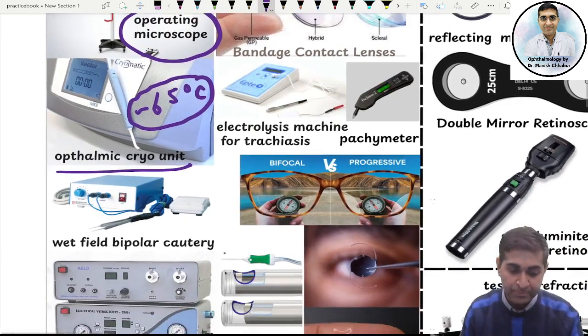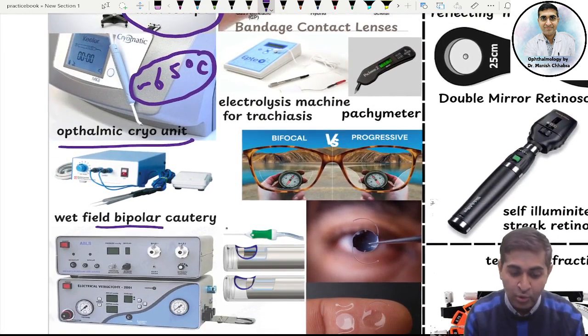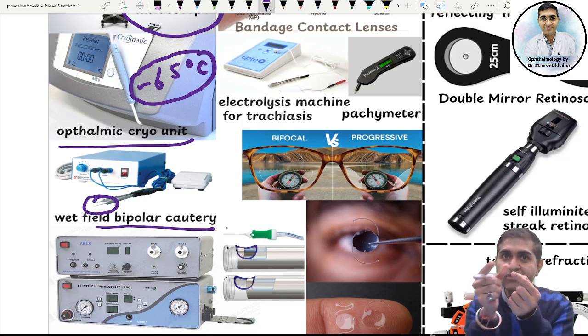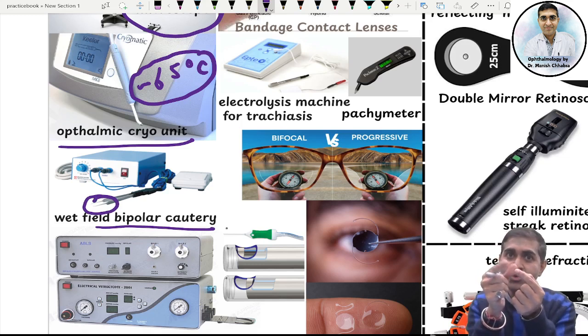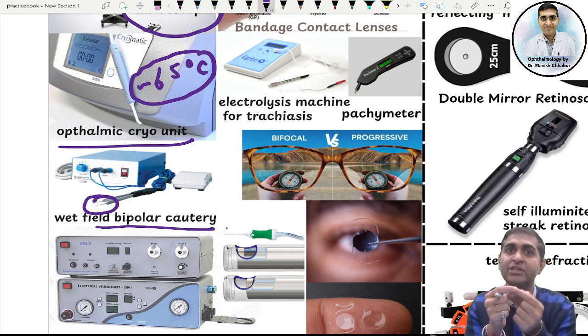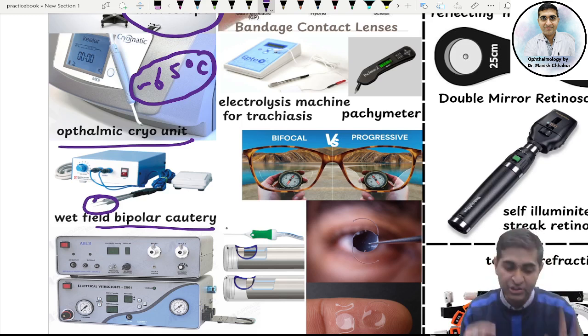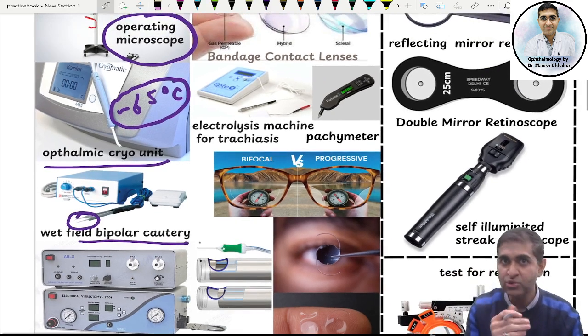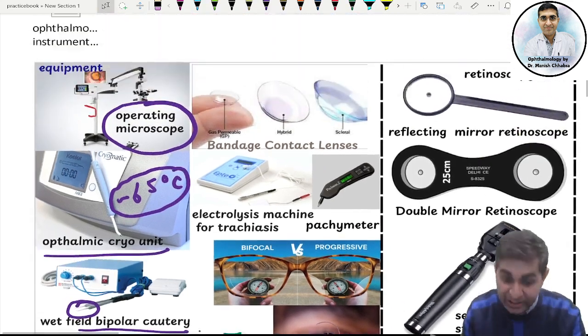Then there is bipolar cautery. You can see that there are two prongs. When there is a bleeding vessel, you just touch it and close these two prongs, and the moment they come in touch with each other, it leads to coagulation of the vessel. So it is also used to keep the field blood free.